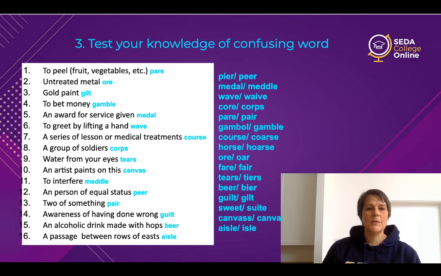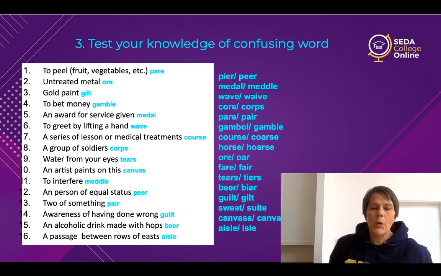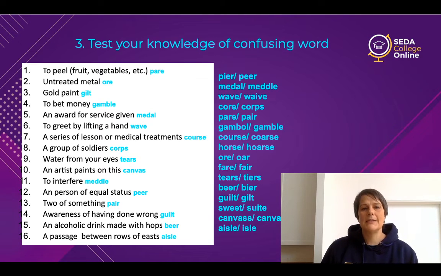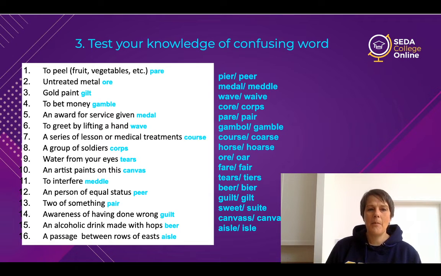Here we go. So, to peel a fruit is pare, P-A-R-E. That's just another word. Pare potatoes, pare carrots. Ore is a metal. Ore is a metal. It's what comes out of the ground. Gilt is gold paint. Gamble, spelled like that, is when you put money down. A medal is an award.